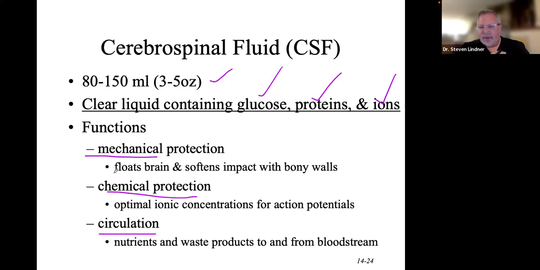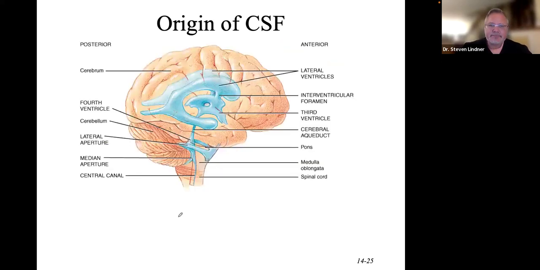In terms of chemical protection, it's involved in optimizing the ionic concentrations for action potentials. And in terms of circulation, it's involved in the nutrients and the waste products to and from the bloodstream.